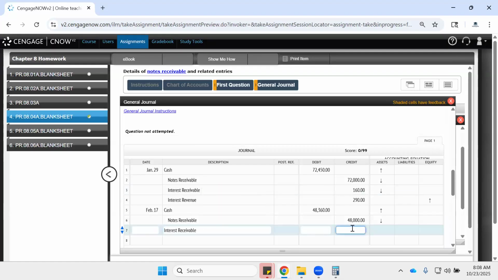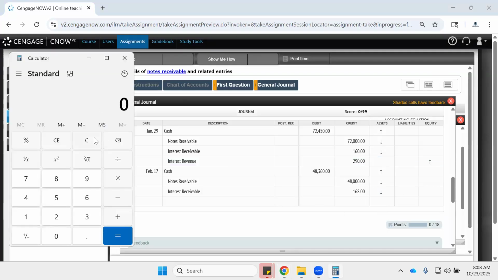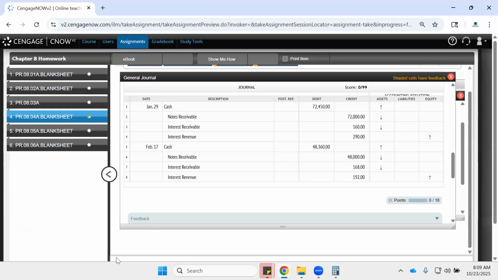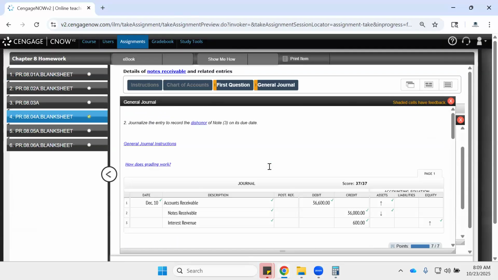And then our interest receivable was $168 at the end of the year. If you remember the 42 times 4. And then February 17th, we had 31 days in January plus 17 days in February times 4. That's $192 in interest revenue. And our journal entry balance is 168 plus 192 plus 48,000 is 48,360. So let's check our work. And there you go. We did it. We recorded all of the notes receivable transactions for this company.